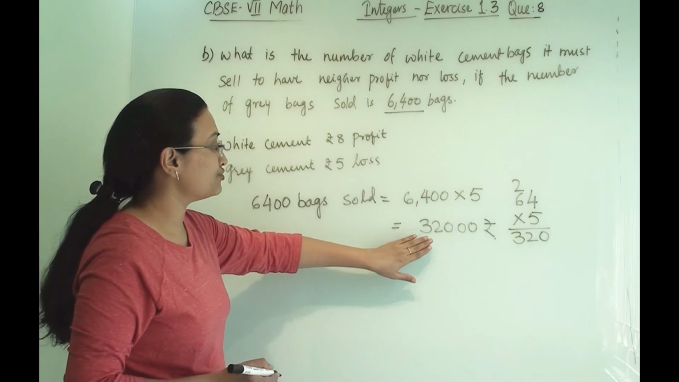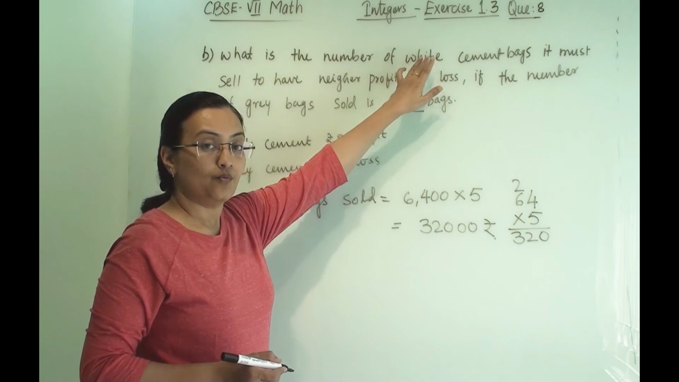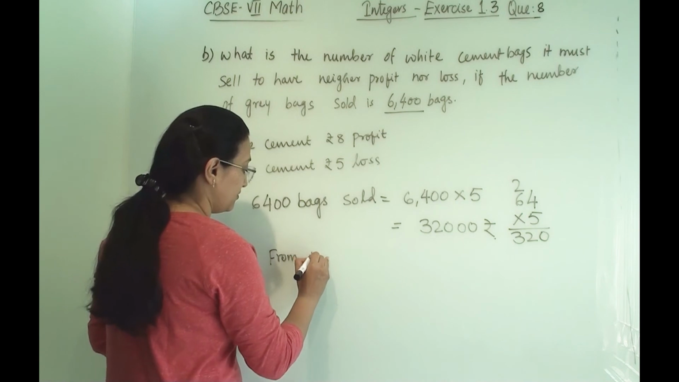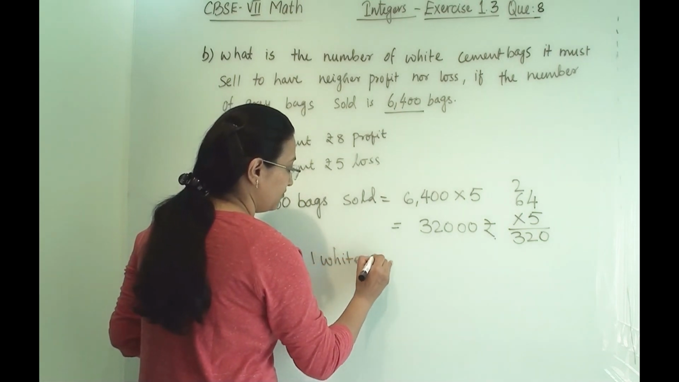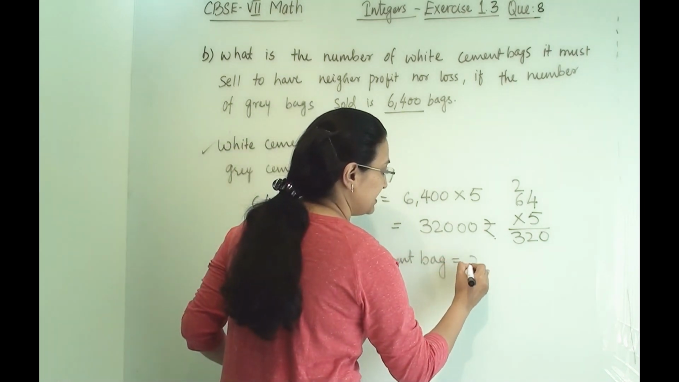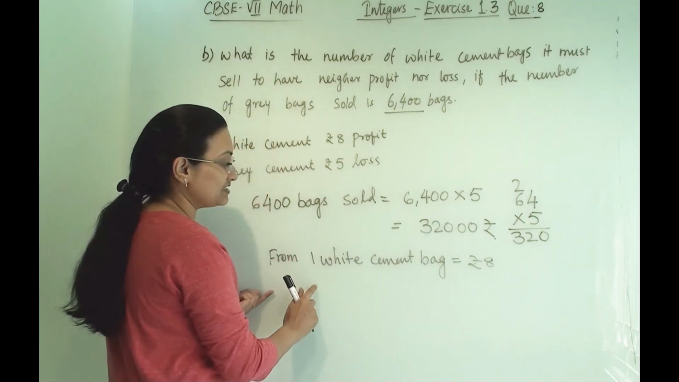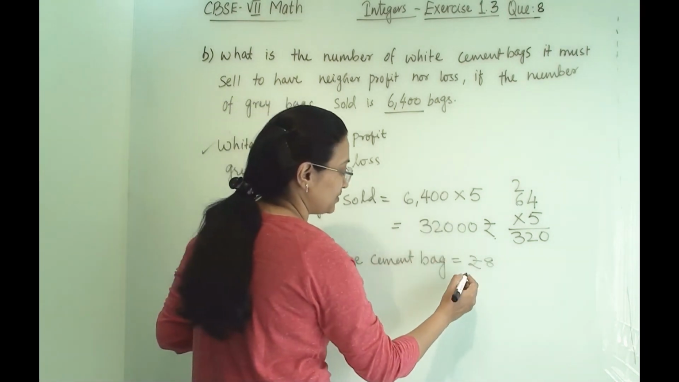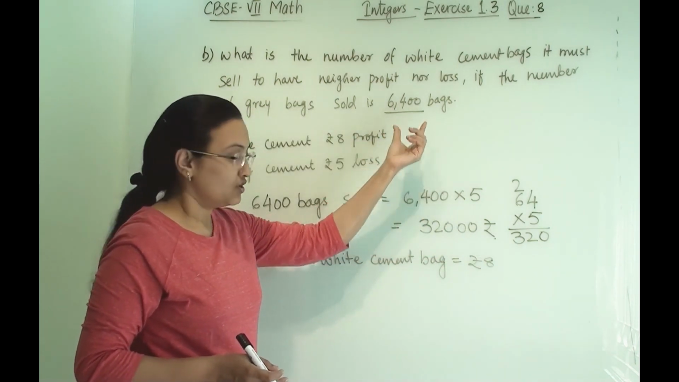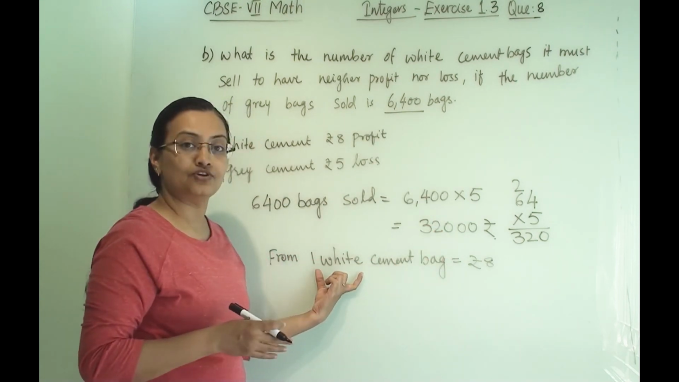Now they should get this much rupees from white cement bags. From one white cement bag, they are getting rupees 8. So how many bags should they sell to get this much rupees, because this is the amount they lost when they sold this many grey bags. So now we want to recover this much rupees by selling white bags.